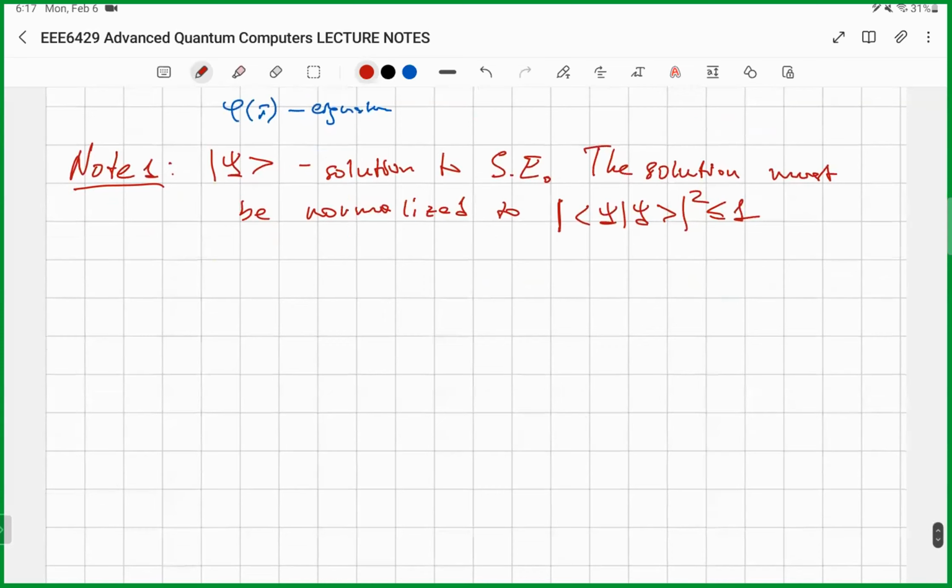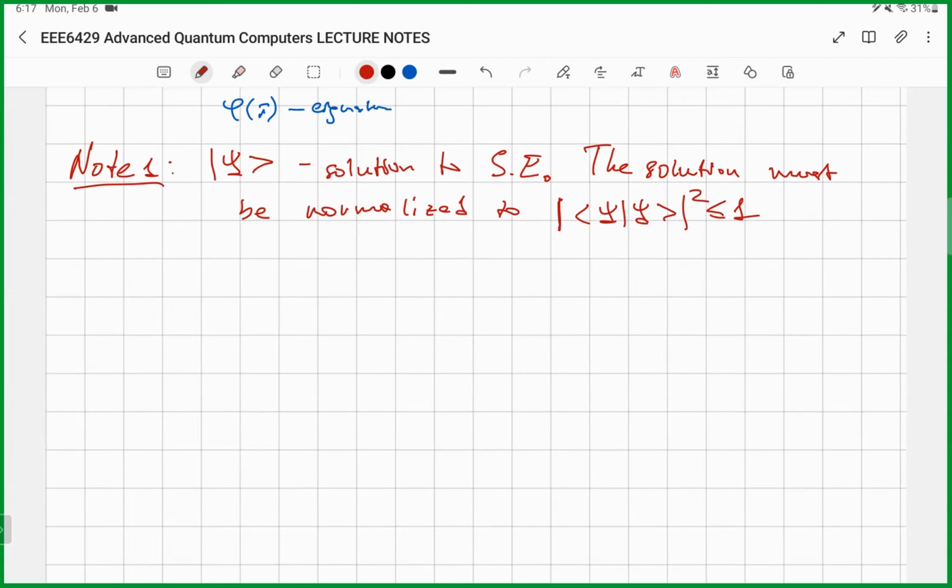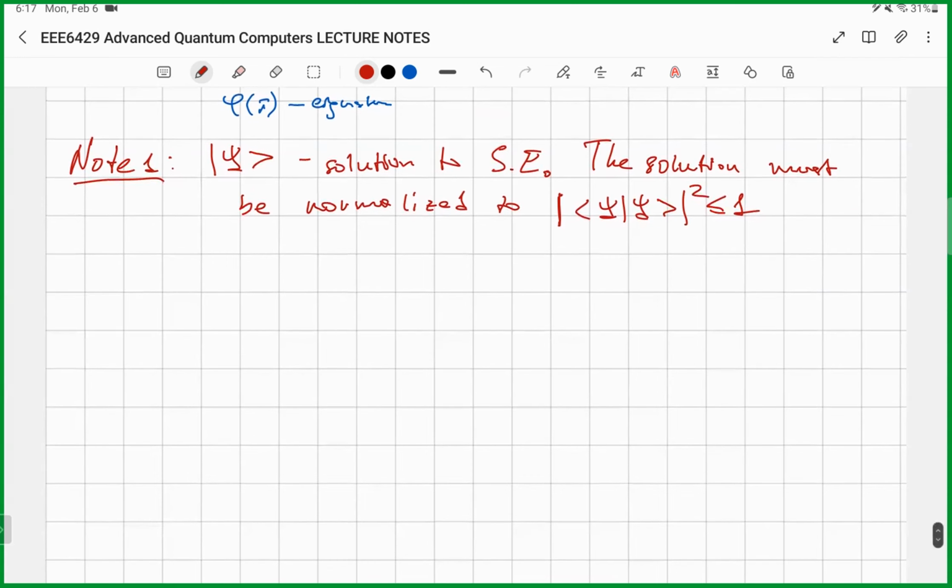Yeah, so in general, the solution is not normalized, and when you found the solution, then you have to normalize it. And sometimes this normalization procedure, especially for the simplest cases, is more difficult than the solving of the Schrodinger equation itself. And the second note, note 2, is about boundary conditions.